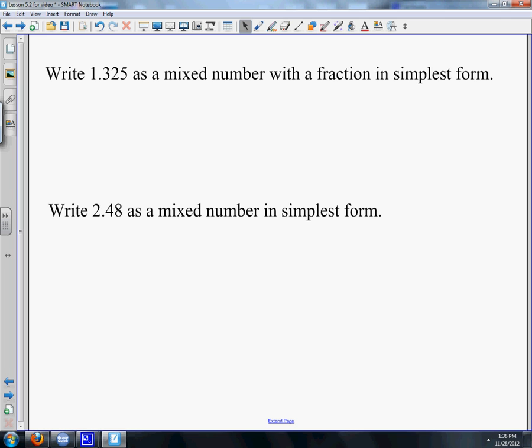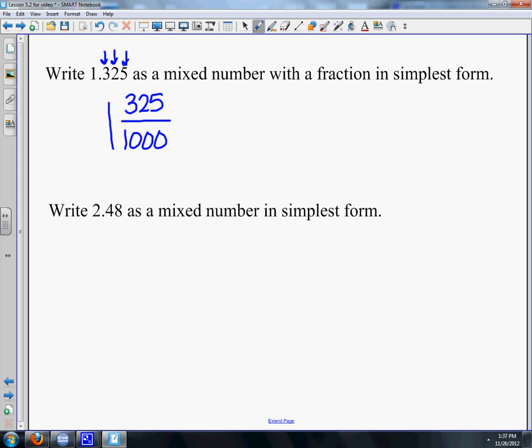All right, so write 1.325 as a mixed number with a fraction in simplest form. So this probably should be a review, but we all know that the 1 goes first, and then we know that we have 325. Now, I need to figure out what to put as my denominator. So I look up here, I know that this is the tenths, hundredths, thousandths place. So I put it over 1,000. So now I have to simplify.